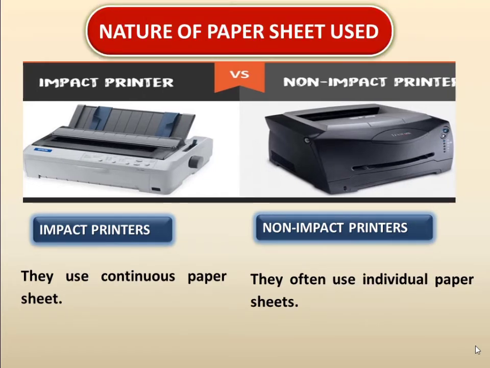Next is nature of paper sheet used. What kind of paper sheet is used in impact and non-impact printers? Let's talk about impact printers. They use continuous paper sheets, like one paper roll is used in impact printer, whereas non-impact printers often use individual paper sheets. There are so many paper sizes which are used in non-impact printers like A4 size, legal size, and many more.